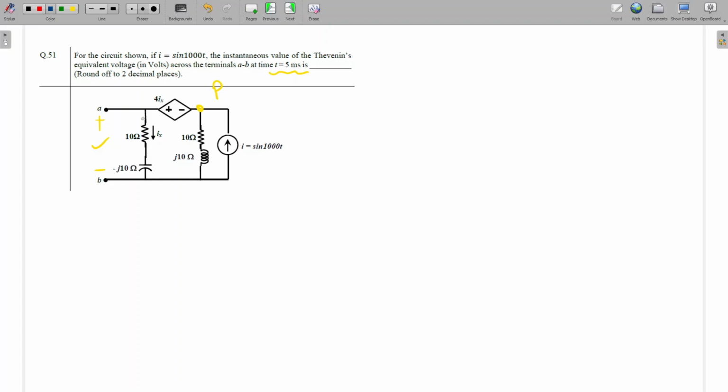First we will write. Here we are seeing that Ix current is flowing. This I am selecting as ground. So what will be the voltage here? The voltage will be (10 minus 10J) into Ix at this point. So Vp is equal to (10 minus 10J) into Ix, and this will be minus 4Ix. So I have written the voltage at node P.